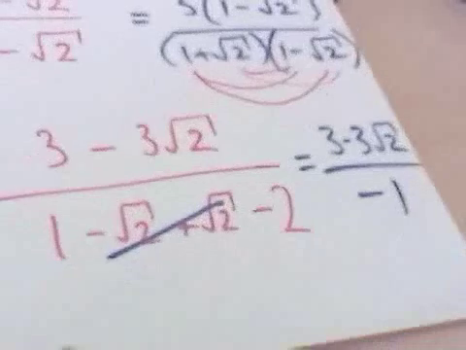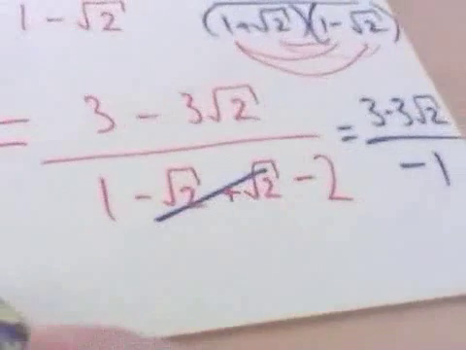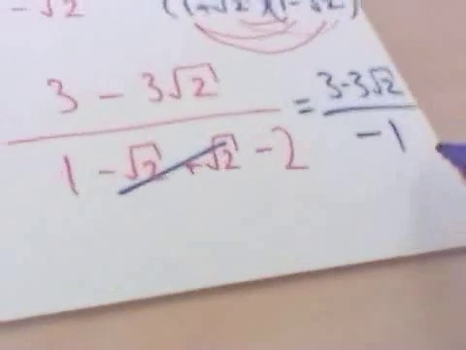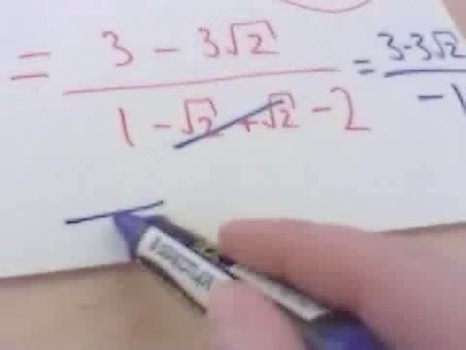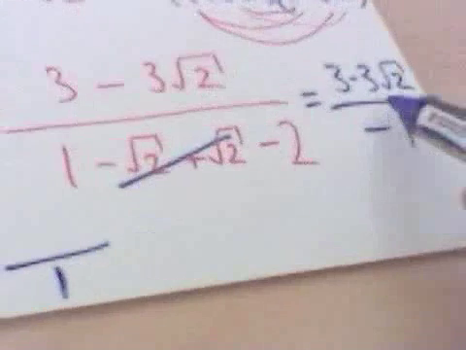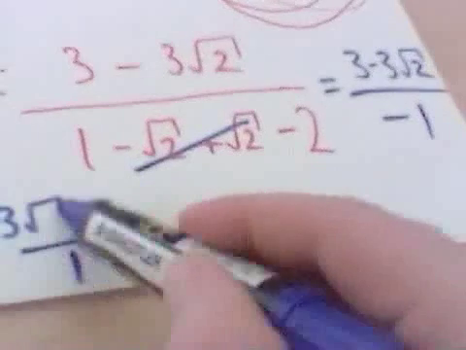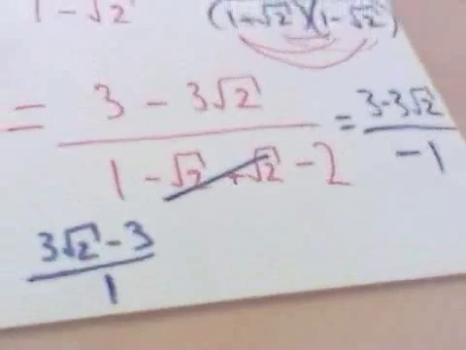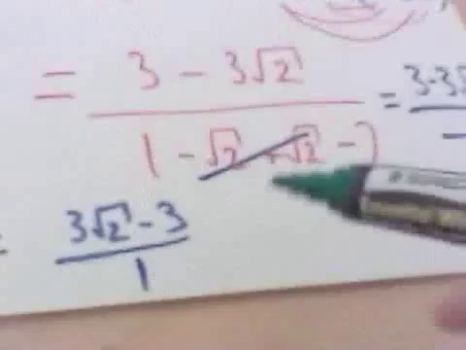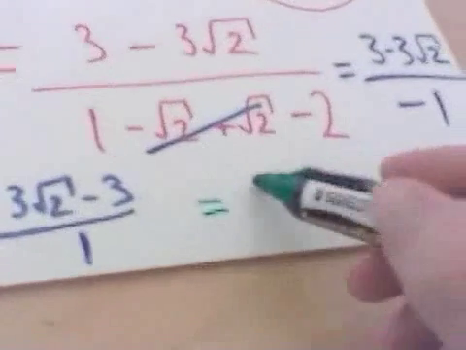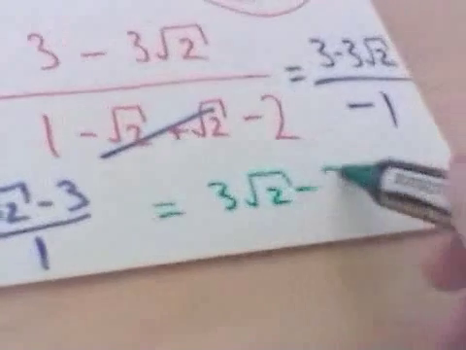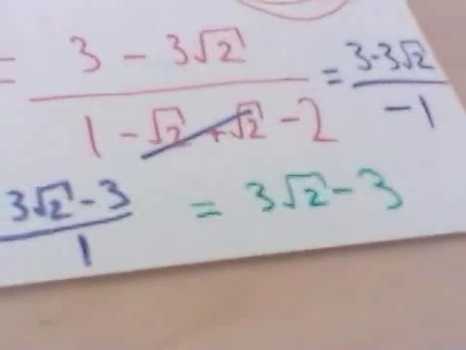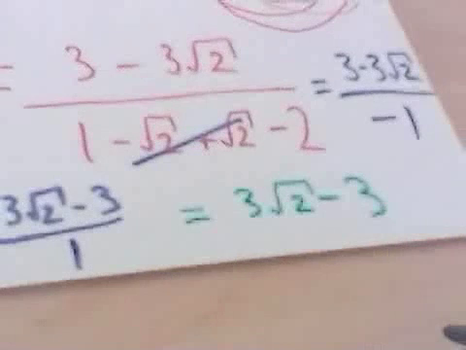You might want to tidy that up a little bit further. If we times top and bottom by minus 1, on the bottom you'll have 1, and on the top you'll have 3 root 2 minus 3. Now it happens in this case, because I've got 1 on the bottom, I can just rewrite it as 3 root 2 minus 3. It doesn't always work out like that, but this time we're quite lucky that we've simplified it quite a lot.